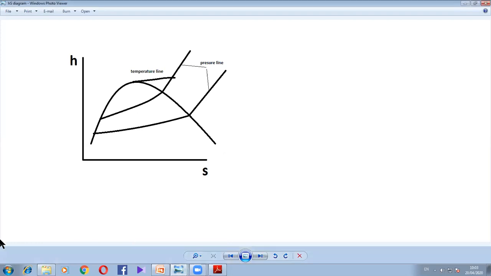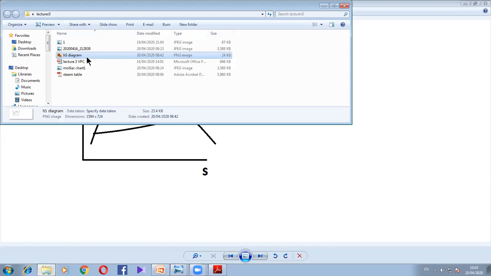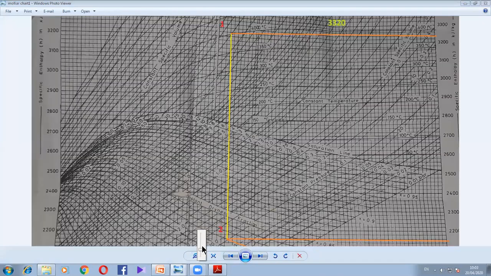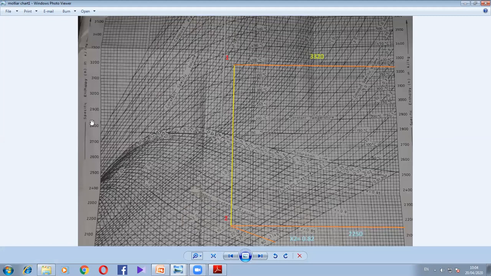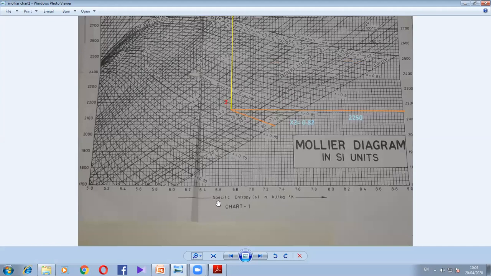Mollier chart. So the Mollier chart is nothing but an HS diagram. Okay. So when I show the Mollier chart here, see, this is an HS diagram. For your reference, I will show this horizontal line. I hope you can see, on the vertical it is specific enthalpy, H, and horizontal it is specific entropy. Yes, this is nothing but an HS diagram.